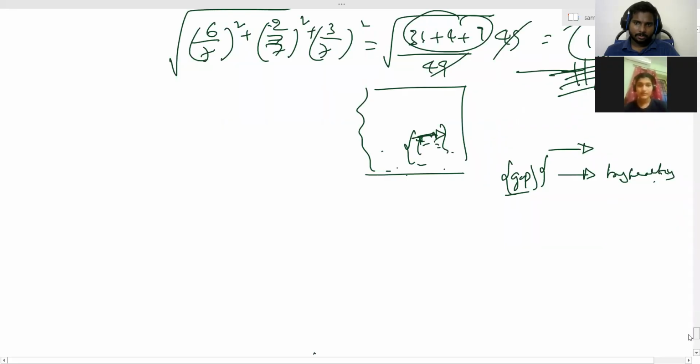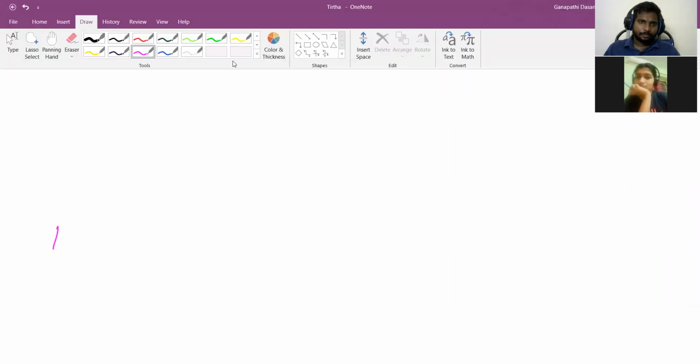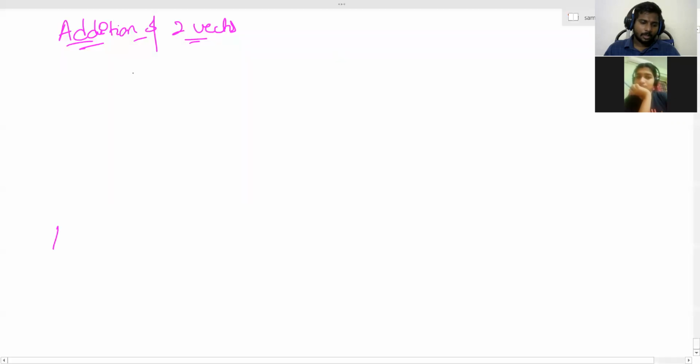Now we're going to discuss, formula-wise, how to approach the addition of two vectors. Two vectors are there in front of you. How to add the vectors and how to find the resultant.